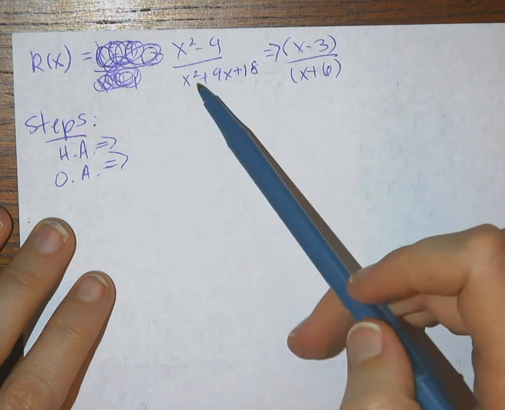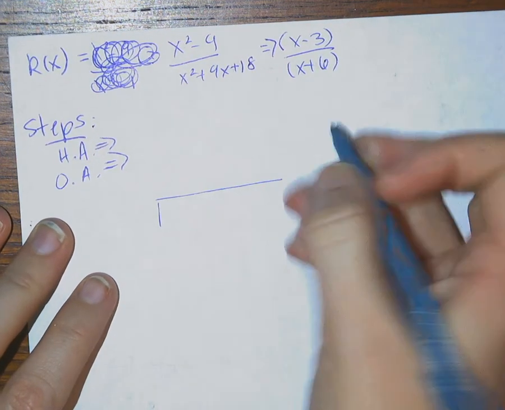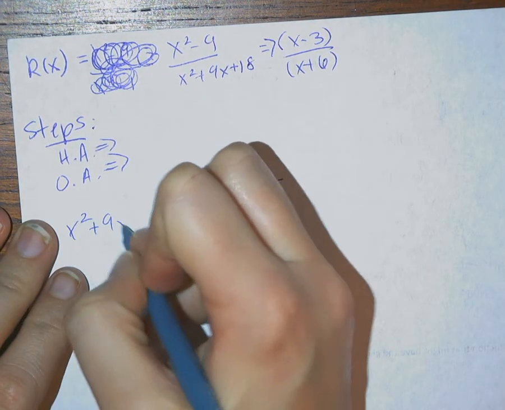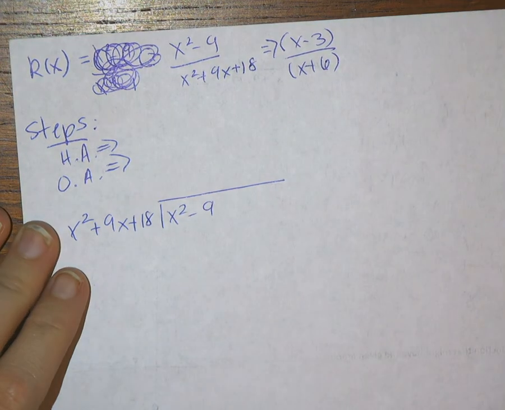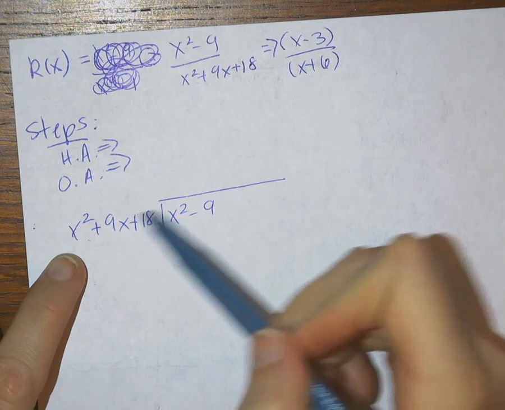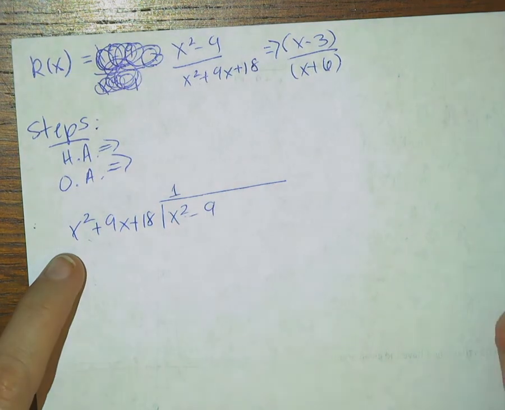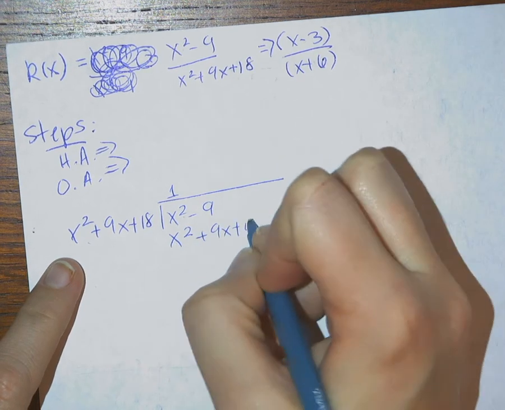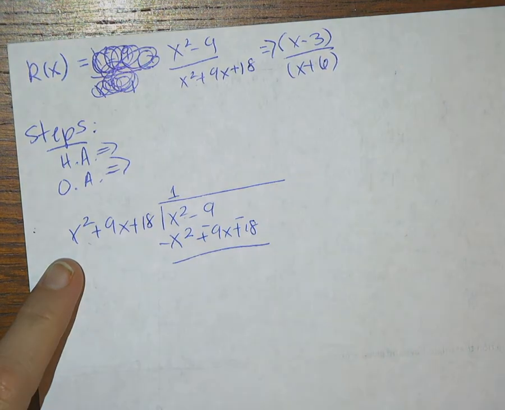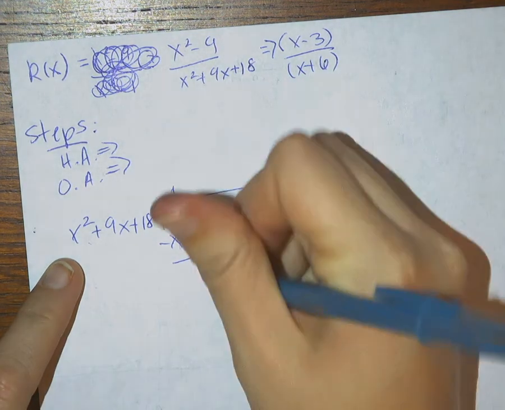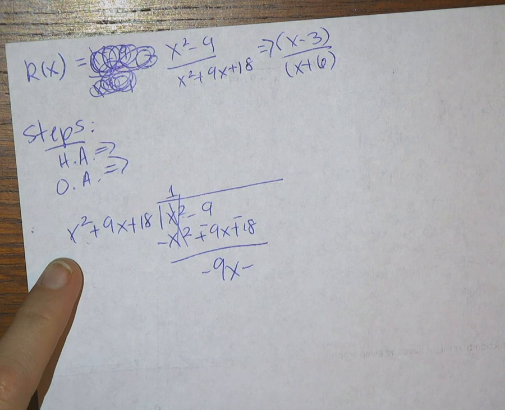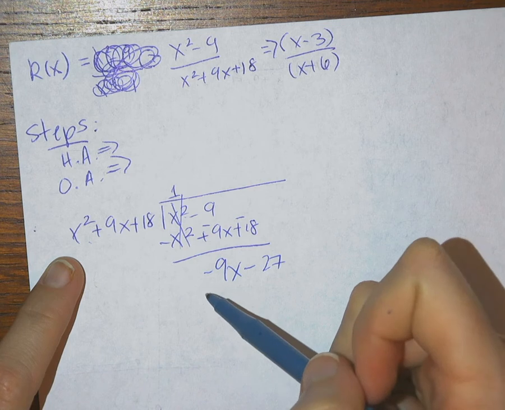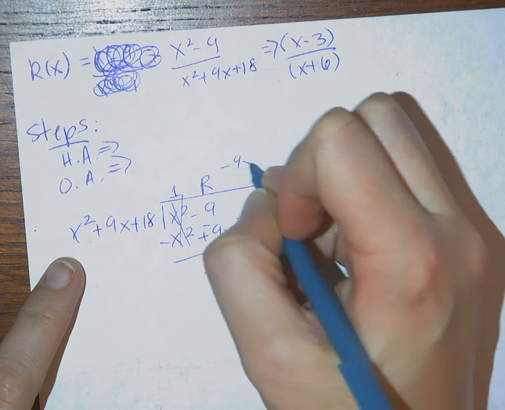Okay, since these are square values, we need to use long division. So we're going to take x squared minus 9 as our dividend and x squared plus 9x plus 18 as our divisor. Okay, and then we're going to divide. x squared goes into x squared one time. x squared times 1 is x squared. Multiply x squared plus 9x plus 18 and subtract. These cancel. I'm left with negative 9x minus 27. Okay, x squared does not go into negative 9x, so that becomes my remainder.